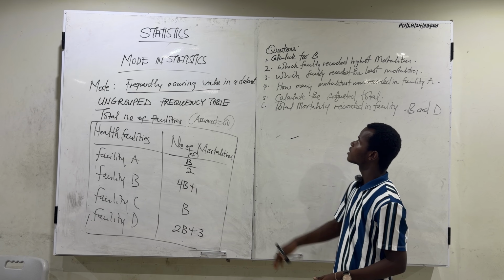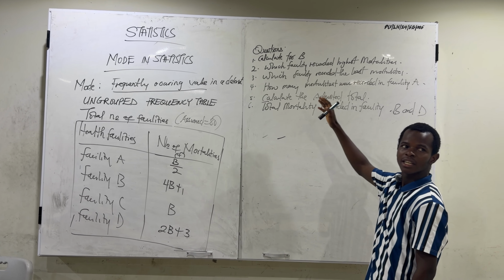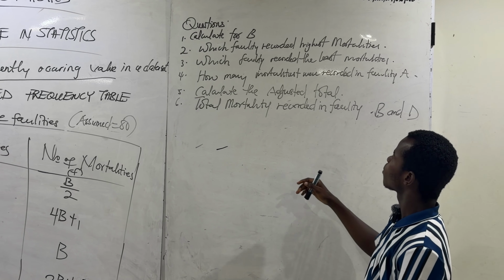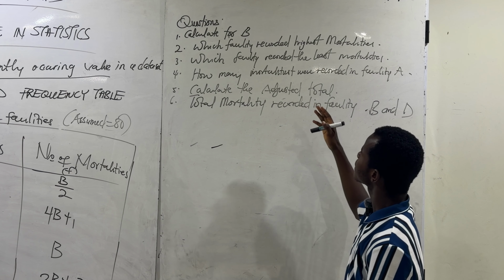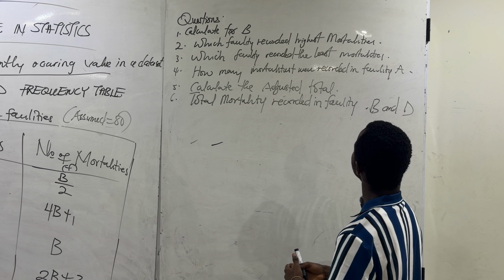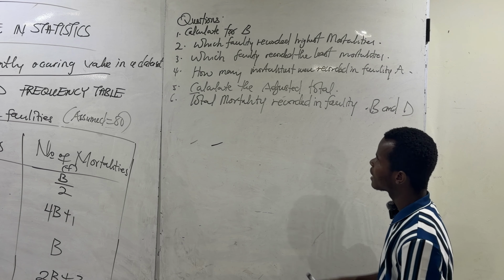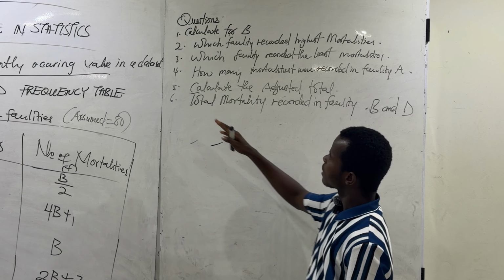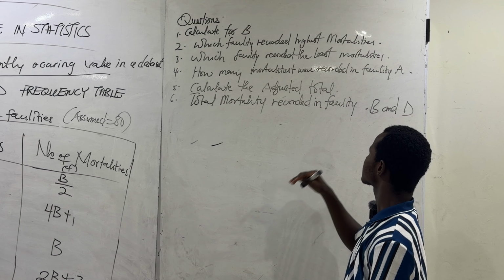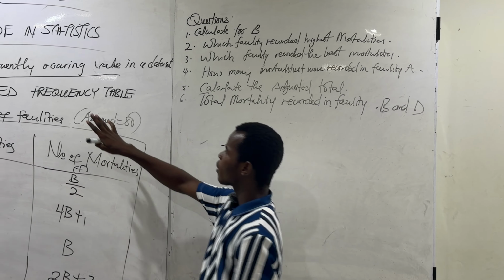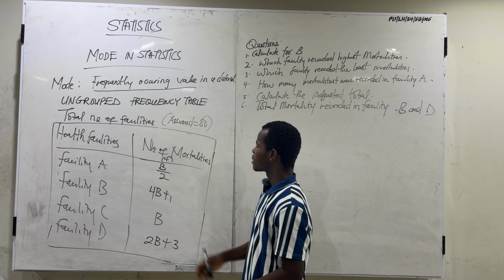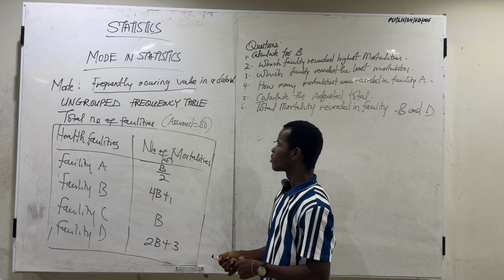Now, the number of mortalities. The first question is calculate B. The second question is which facility recorded the highest mortality. The third is which facility recorded the least mortality. The fourth is how many mortalities were recorded in facility A, and calculate the adjusted total. And the last question is the total mortality recorded in facilities B and D. So we have our assumed total here, which we are going to use to calculate the B in the number of mortalities.